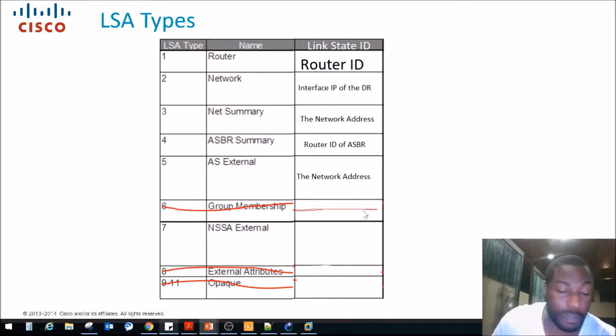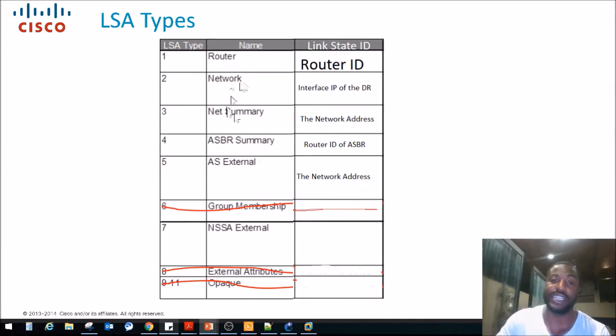Type 6 right here, I put a strike-through there. That is not even supported by Cisco routers. I believe that's multicasting for OSPF. Type 8 is also not supported by Cisco routers, and then types 9 through 11, which I believe are reserved. Nonetheless, it's not on the CCNP exam, so we don't need to cover that. We just need to worry about types 1 through 5, which are on the CCNA exam, I believe. Those are the most common ones. Then there's also type 7, which we need to know about for the CCNP ROUTE exam.